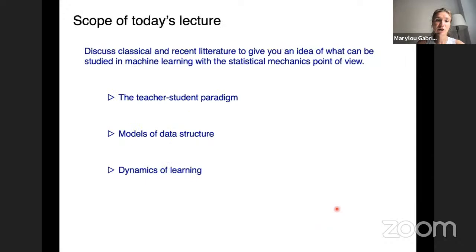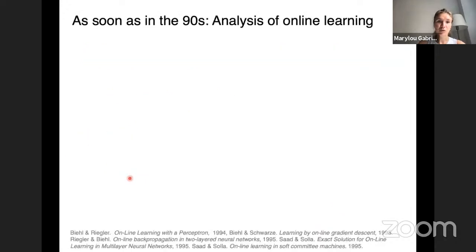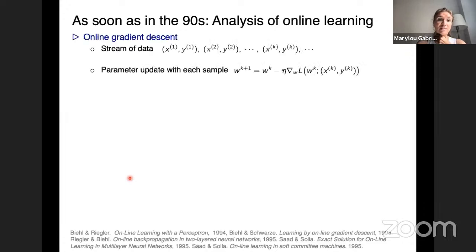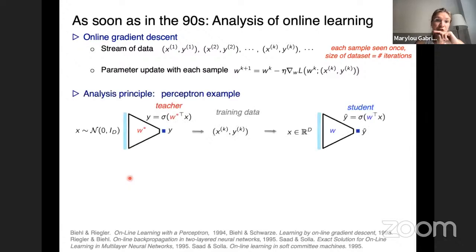So that's, as I was saying, the last chunk of today's lecture, and we'll occupy the few minutes we have left. What I should say is that as soon as the 1990s, there had been analysis of online learning in simple neural network frameworks. So what's online learning or online gradient descent? We have a stream of data that are coming one after the other. And after receiving one input data, we are going to take a parameter update. So we are updating on the fly, or online, the parameters, one example at a time. And on top, we are going to assume that we see each sample only once. So the size of the data set we have seen is actually equal to the number of iterations we have taken in the descent.